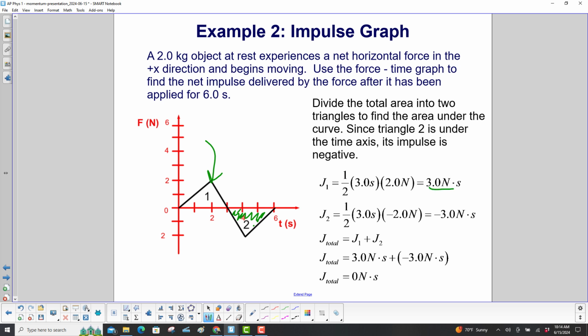Now, somewhat of a trick is down here. You still have the same base and the same height, but it's in a negative direction. You are exerting a negative force, so you'll have a negative impulse. So that's negative 3 newton seconds. We then add the two of them together, so you get 3 plus negative 3, and you get 0 impulse after 6 seconds.